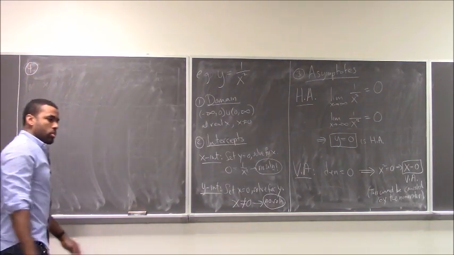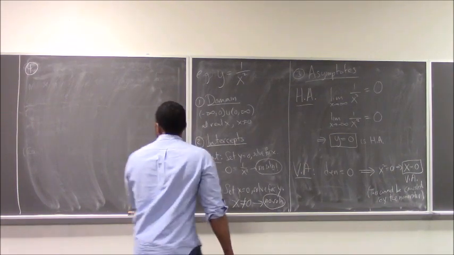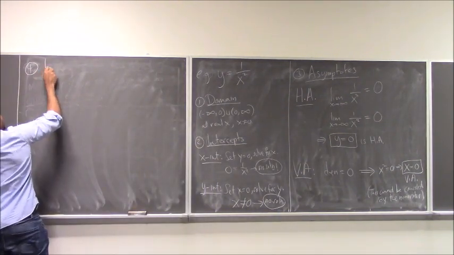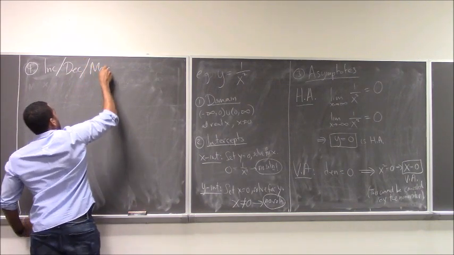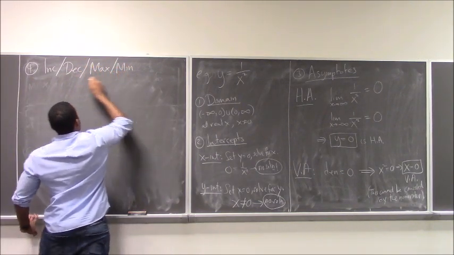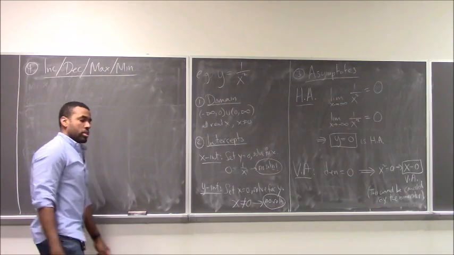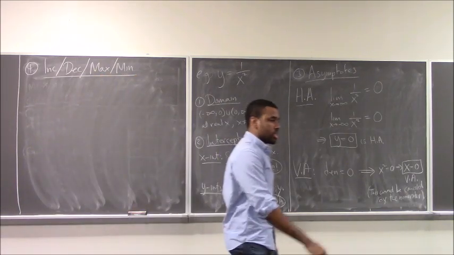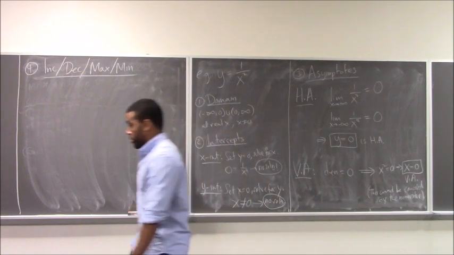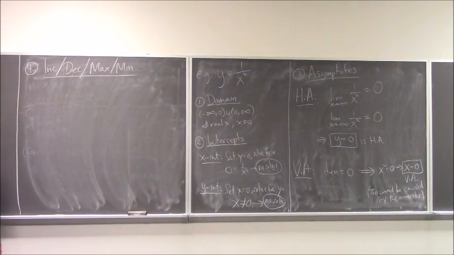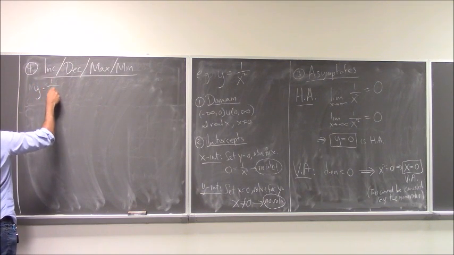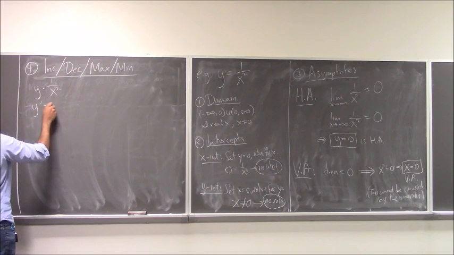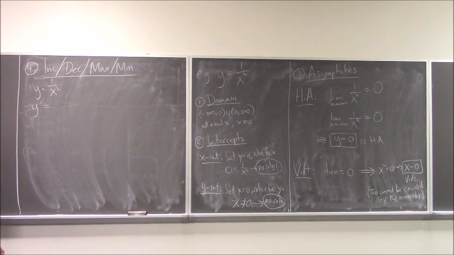So in step 4, there are 4 things we're going to do in one shot. We're going to figure out where it's increasing, where it's decreasing, where it has maximums, where it has minimums. We can do all this in one shot because there's exactly one function that can give us all of this, the first derivative. So what we're going to do here is if our y is 1 over x squared, we're going to find the derivative. What's the derivative of 1 over x squared?